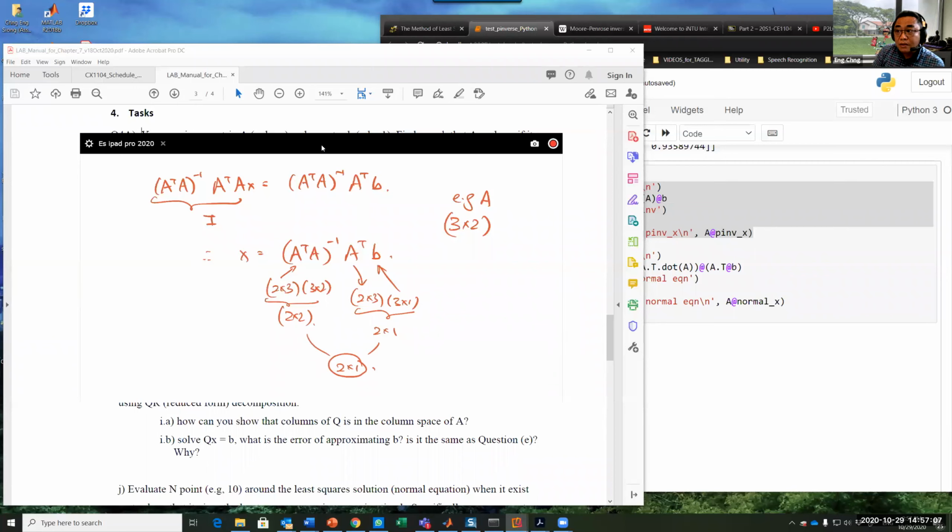In fact, if the columns of A are independent, you'll realize that what we found here is exactly the same as the pseudo inverse solution, because the pseudo inverse solution is also a way to find the least squares. All right, let's show the code.